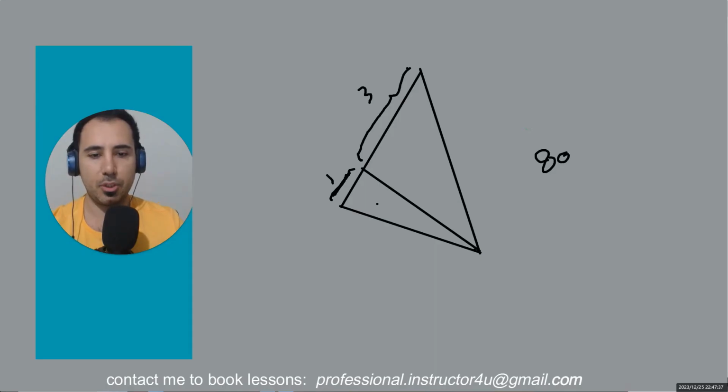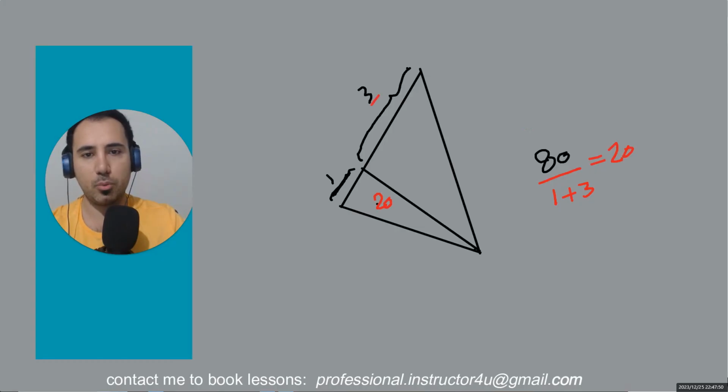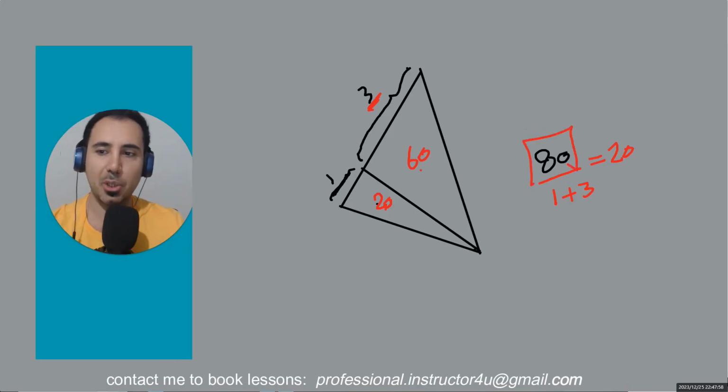Okay, so all you have to do is divide this 80 by the sum of 1 plus 3. It will be 20. So the smaller triangle here will be 20. And this one will be 3 times this 20. The bigger one will be 60. If we add 20 and 60, remember, this is the 80 that we already got here. So with these two principles, now problem 24 is easy to understand.